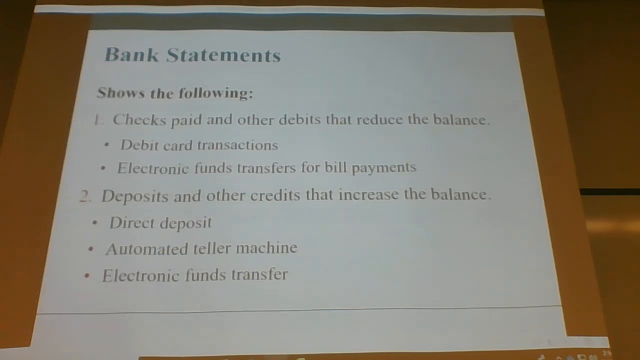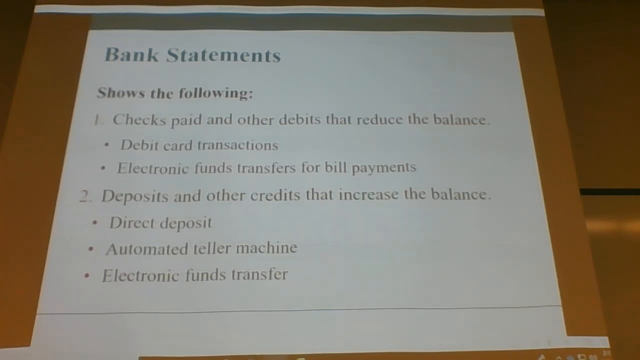Okay, so we need to be careful on this slide here because there's some information that could confuse you. It says bank statements show the following: checks paid and other debits that reduce the balance, such as debit card transactions when you go out and buy something and pay with your debit card, or an electronic funds transfer for bill payments. Go online, make a payment. So I want you to understand, we talked about that double record, okay? So internally, when we're talking about keeping track of a company's records, a company's books, assets go up with a debit, okay? But now we're seeing the mirror image from the bank. We're seeing the bank's books, okay?